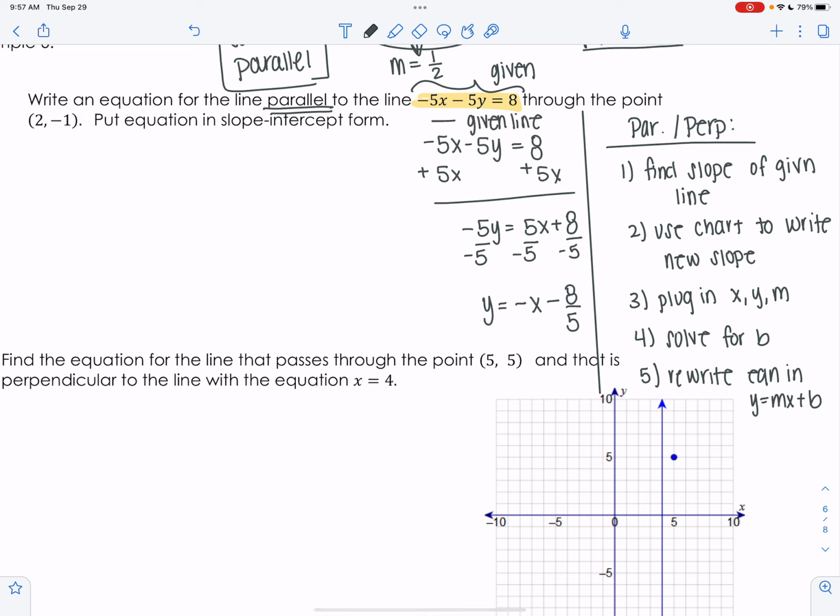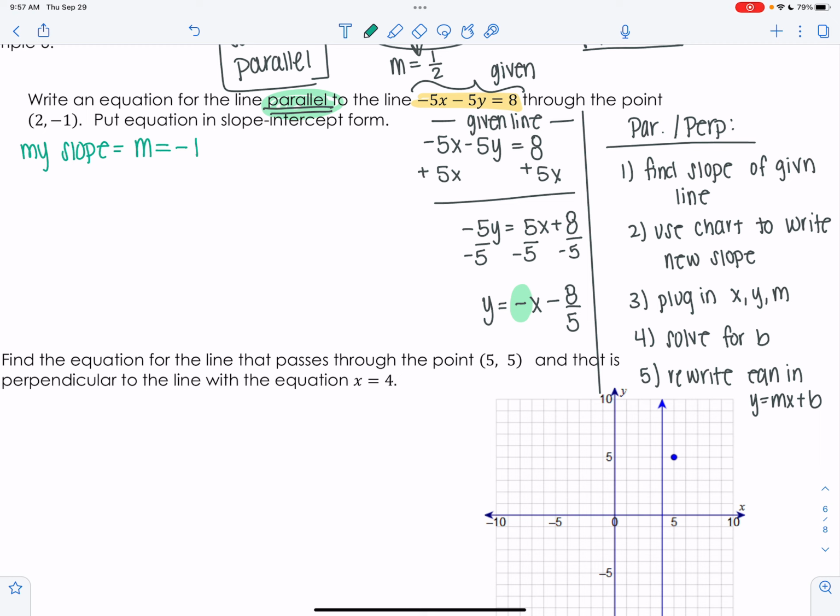And the reason I did that was because I need the slope of that line. Because it says write an equation for your line that is parallel to this line. And so in order to be parallel, I need to have the same slope. Well, I need to find that slope. And so the slope here is going to be -1. So my slope is going to be m equals -1.